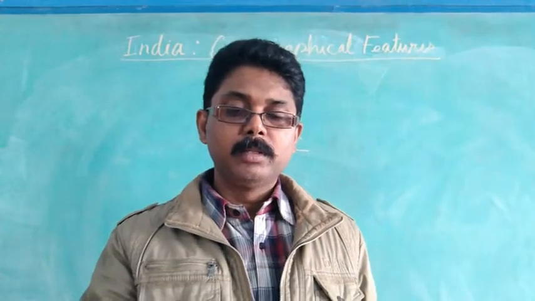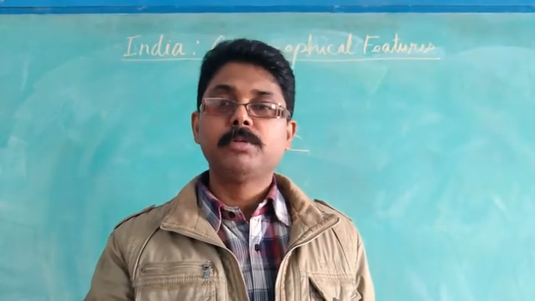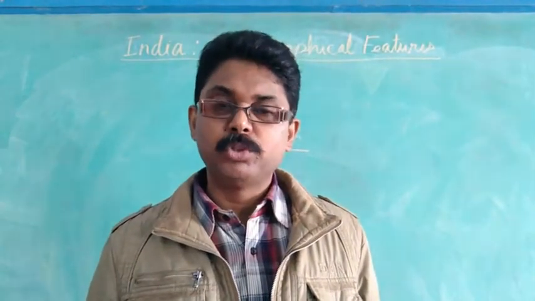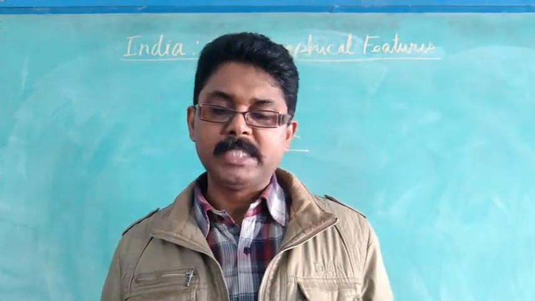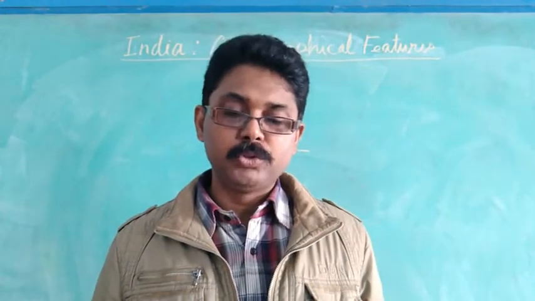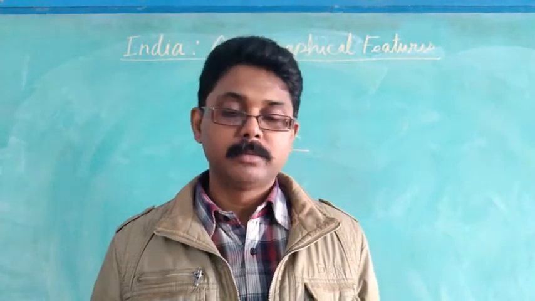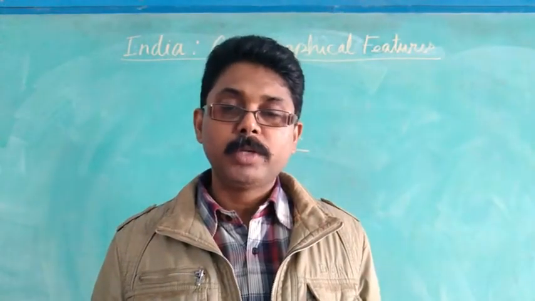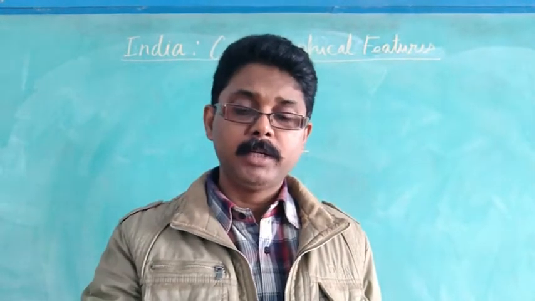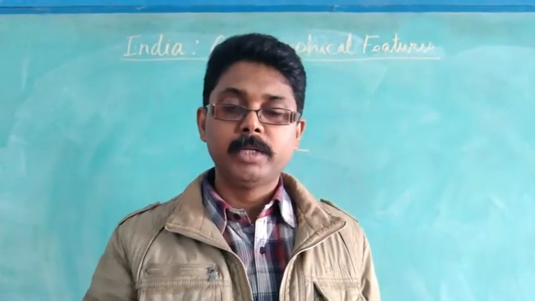Then the yellow color shows the peninsular region. The dark chocolate brown color shows the Eastern and Western Ghat region. And the apple green shows the coastal plain region in our country. So you can find in this map that the whole region is divided into 6 important regions.